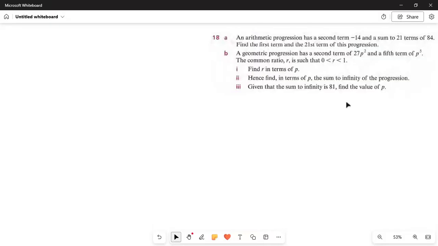We'll be doing question number 18, chapter 11. Okay, this is an easy question. So, part A. Okay, an arithmetic progression has second term is minus 14.